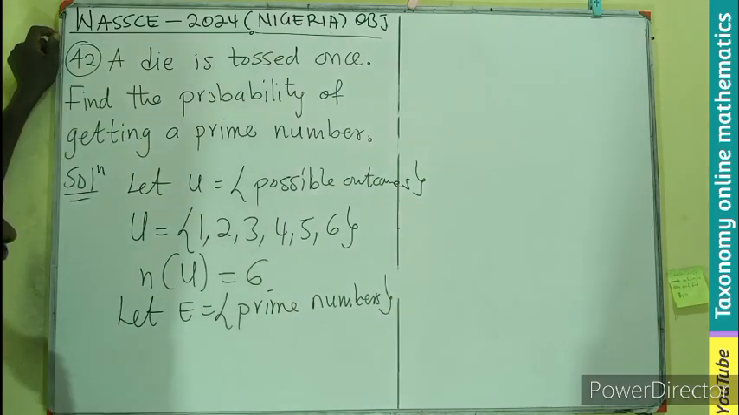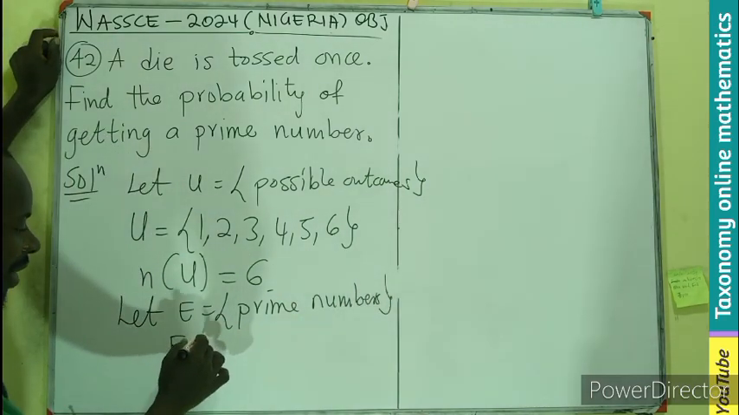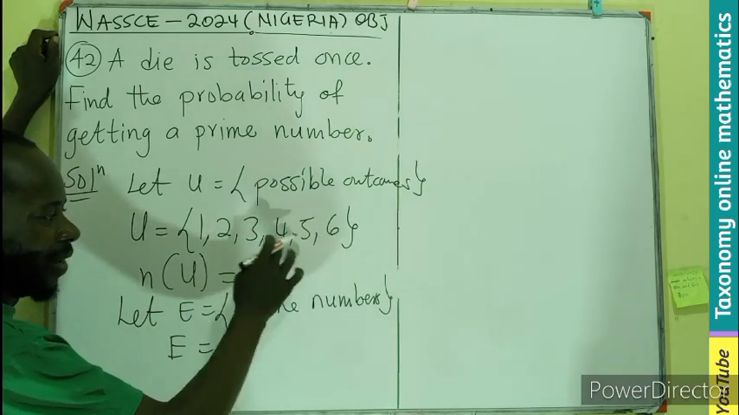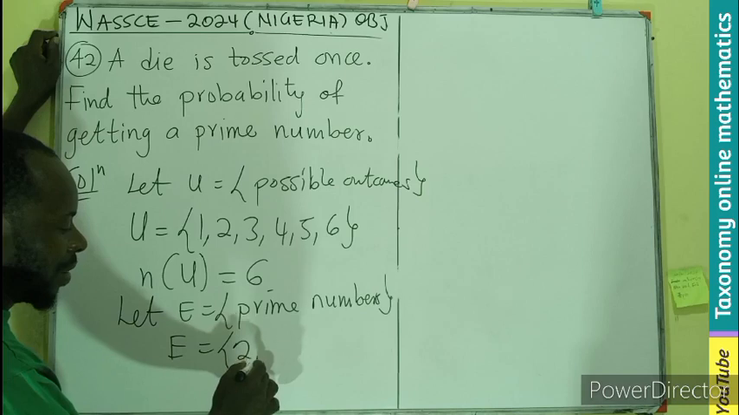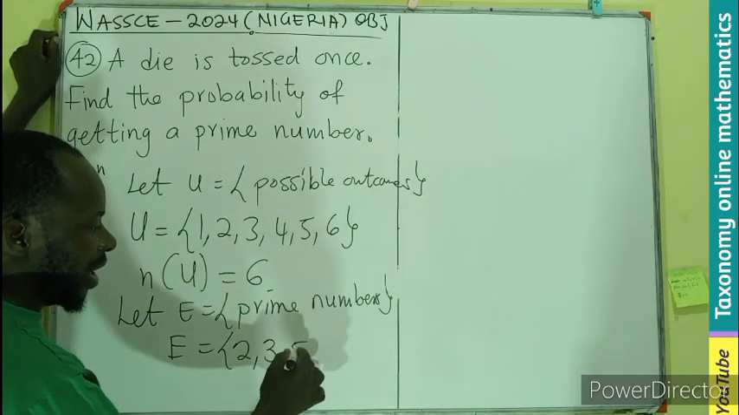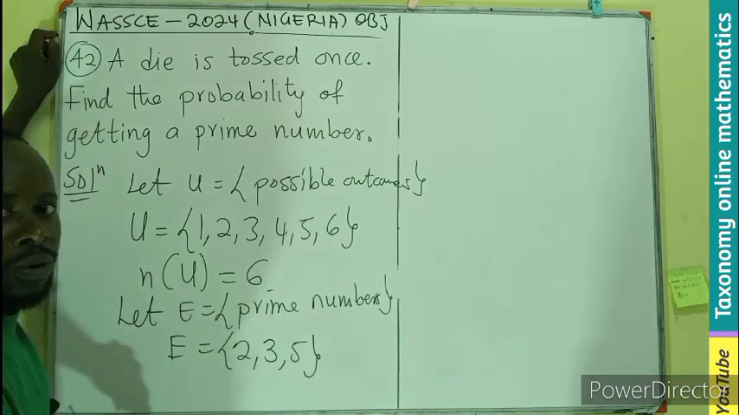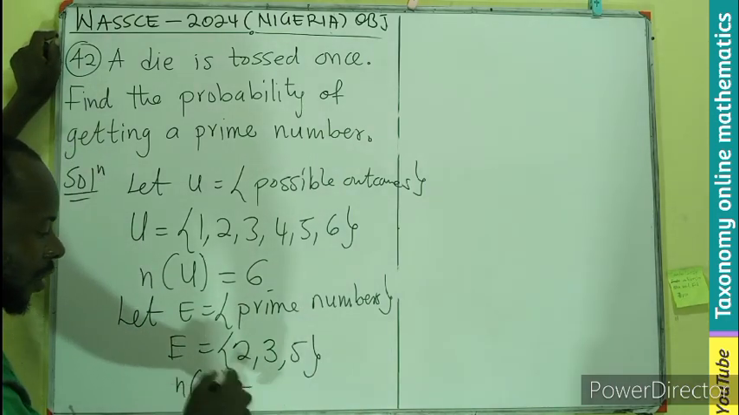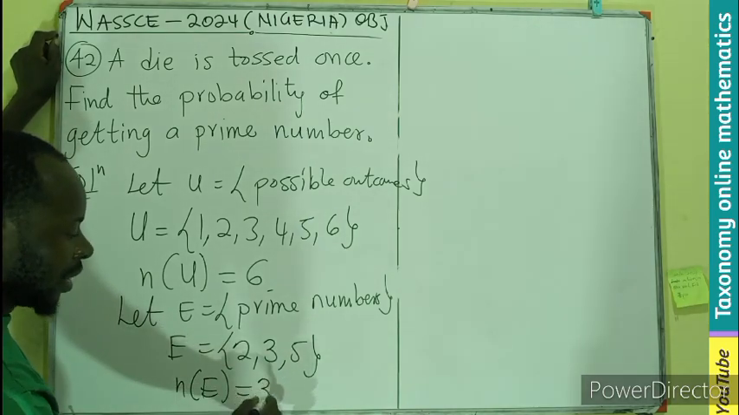So if E is the prime numbers, then let's list the set of possible prime numbers we can see within the set. We know 2 is the first prime number, followed by 3, followed by 5, and I'm sure that is all. Then the number of elements in E will be 3.